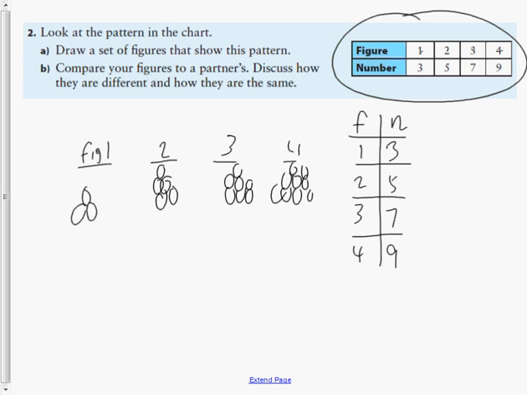So compare your figures to partners and discuss how they are different and how they're the same. Well, I can't compare mine to yours, but if you look at your pictures that you drew, you might have used circles, you might have used squares, you might have used dots, you might have used sticks. Whatever you used, you can compare it, and the pattern is going to be the same. They both share the table, but the pictures you might have used for it are different.